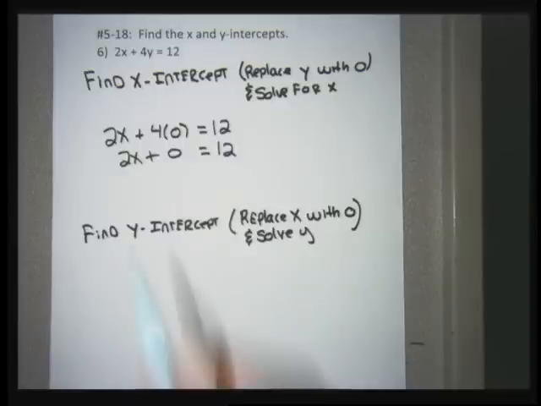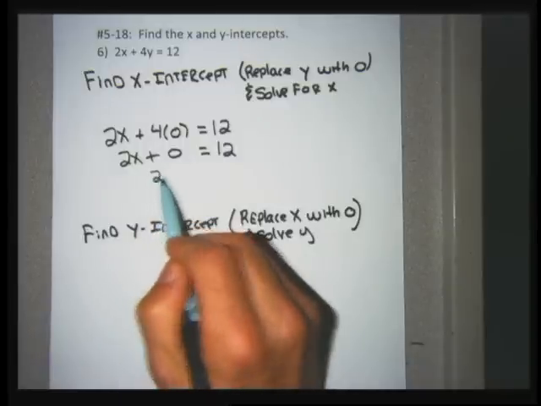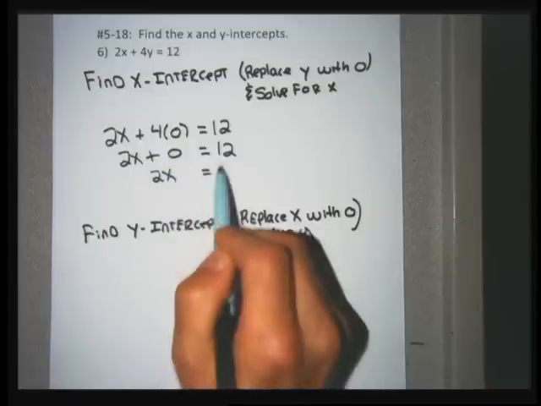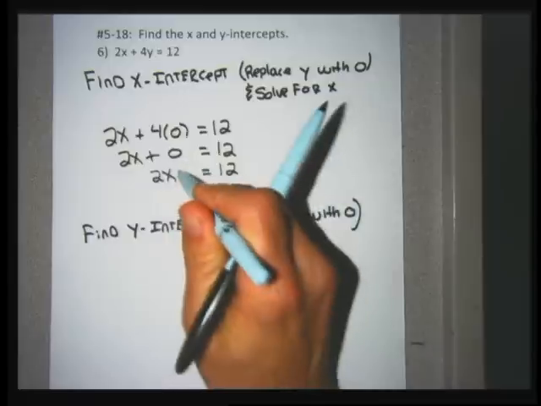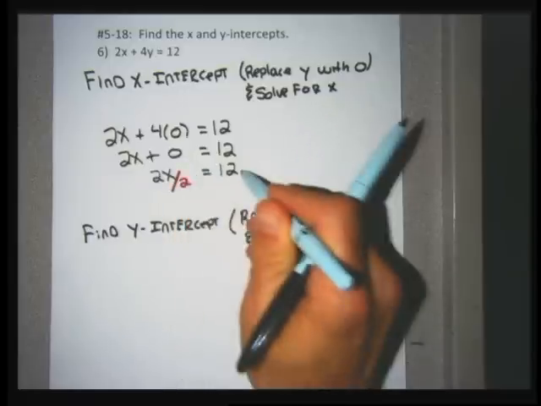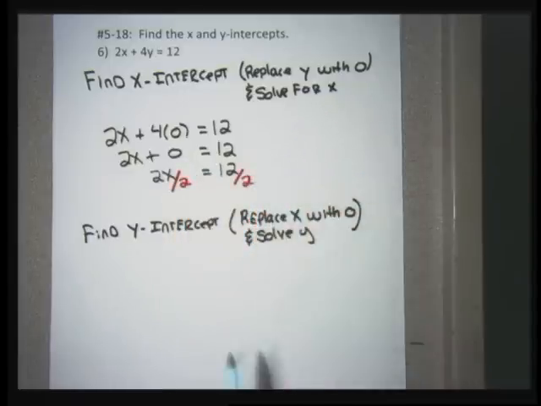So for this problem, when I plugged 0 in for y and simplified the left-hand side, I got 2x on the left side, 12 on the right side. There's no exponent, so I don't have to worry about factoring.